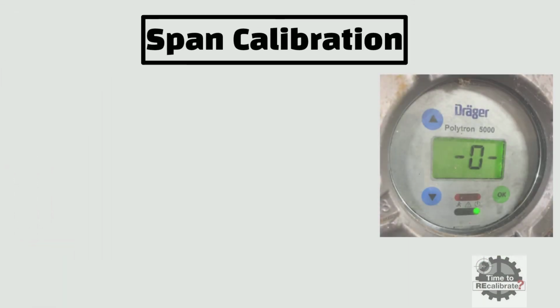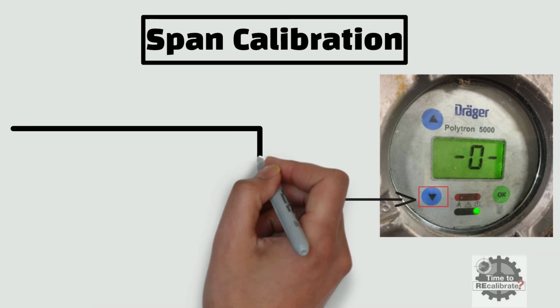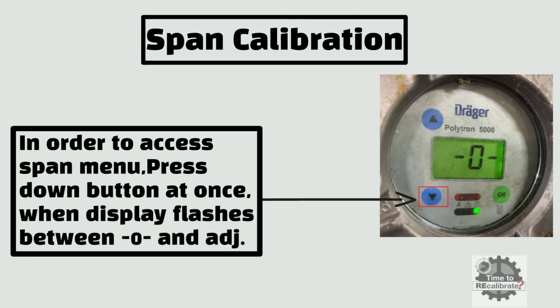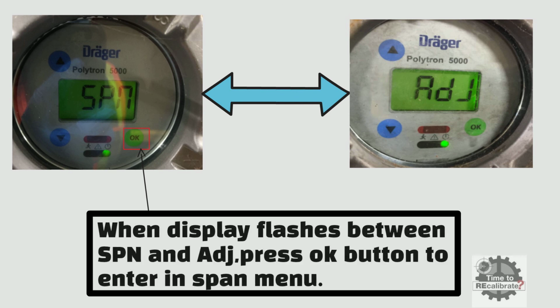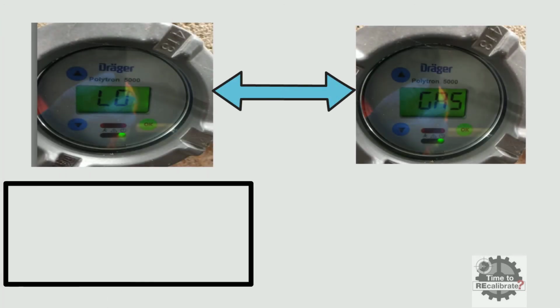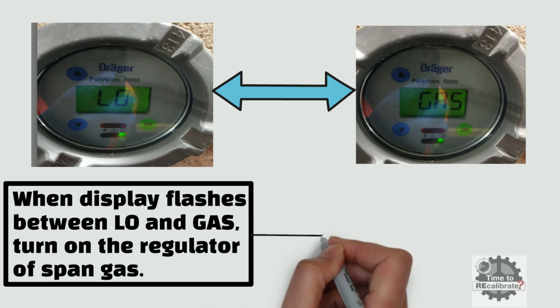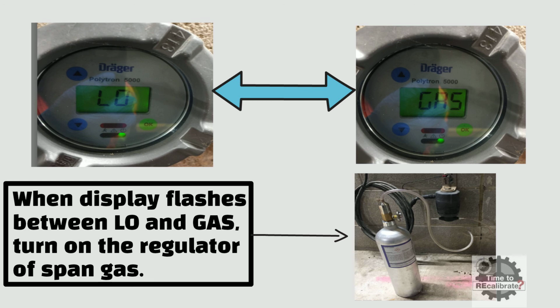Span calibration. In order to access the span calibration option, press the down button once when the display flashes between zero and adjustment. When the display flashes between span and adjustment, press the OK button to enter the span menu. When the display flashes between low and gas, turn on the regulator of the span gas bottle and apply the gas to the sensor. Here, make sure that you apply the correct concentration gas to the sensor. For example, if you want to set 25 ppm as the span value, then use a 25 ppm hydrogen sulfide gas bottle.